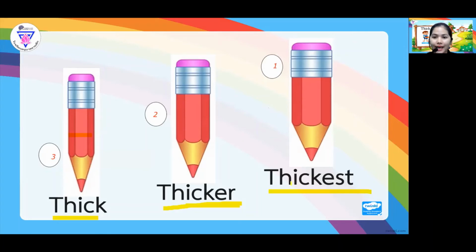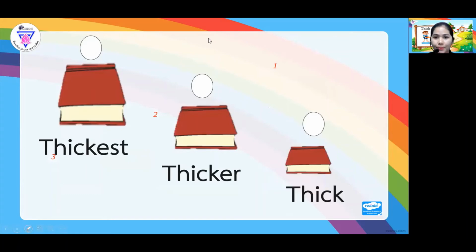So that's it. And once again, we have here the thickest one. We have here the thicker, and this is the thick one. Okay, I hope that it's clear. Okay, next picture. We also have here books. As you can see, if your instruction is arrange the books from thick to thickest, okay? So this is the thick book, this one is the thicker book, and this is the thickest, okay? One more time. This is a thick book, a thicker book, and this is the thickest.